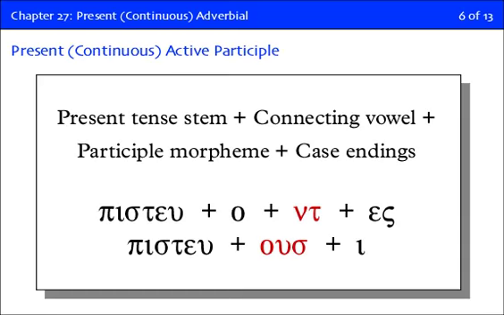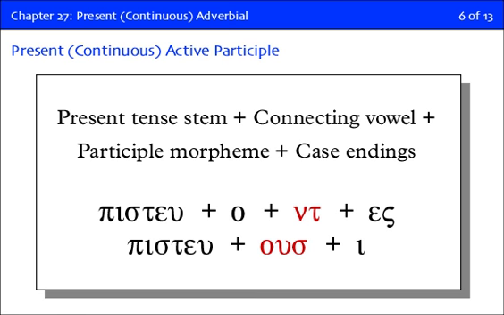As we go through these chapters, there are certain charts that are absolutely critical for you to learn. This is the chart that is critical to learn for each of the participles. The chart tells you how Greek puts together the different participles. So how do you form the present, or what I prefer to call the continuous, participle? Well, you start with the present tense stem, but you already know that. You add a connecting vowel. You already know that. You put on the appropriate participle morpheme, and then you have case endings, right?